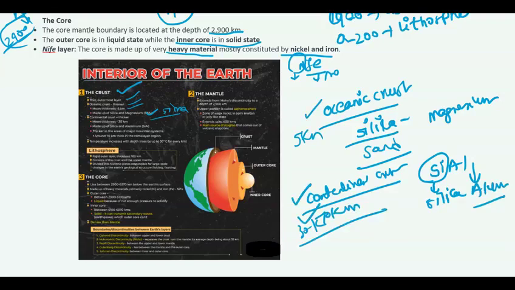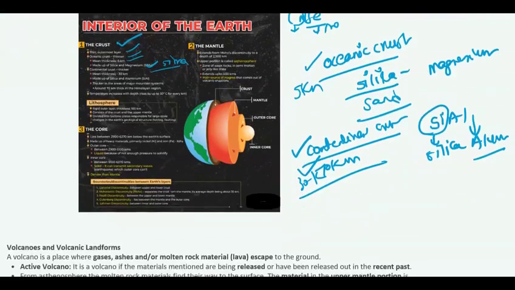So next, the lithosphere. This is the outermost layer of the mantle, and it spreads across 10 to 200 kilometers. After that, there comes the mantle.